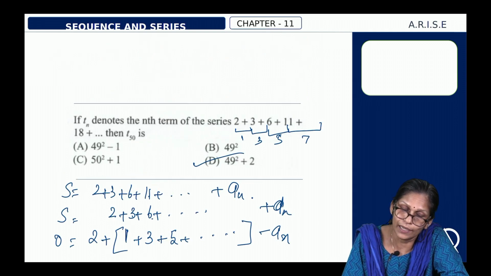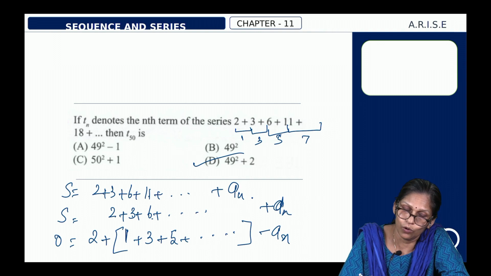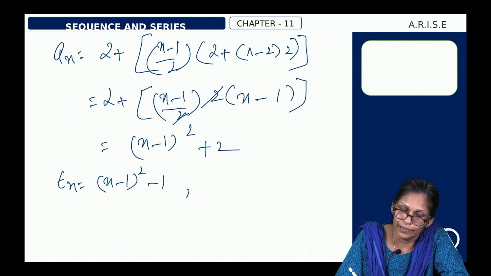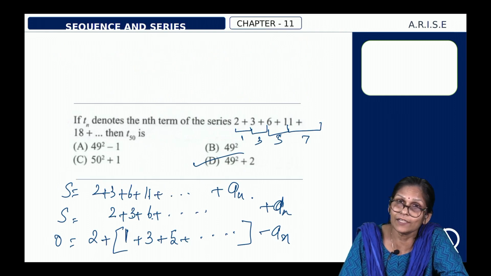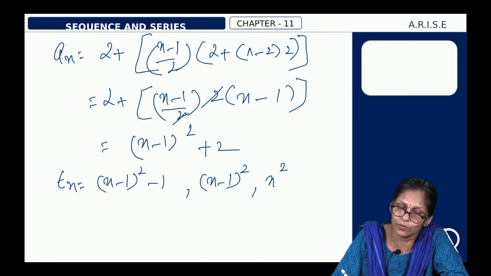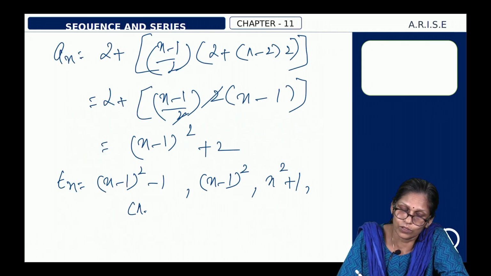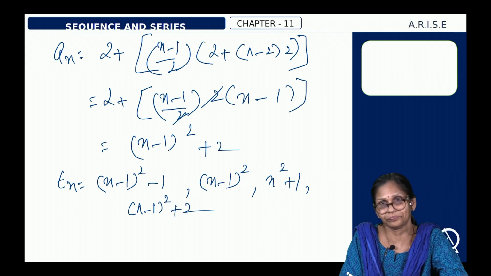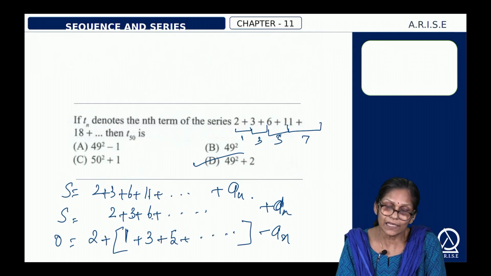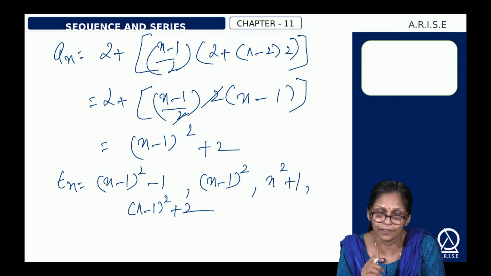In the next one, isn't it n minus 1 the whole squared? Next option is n minus 1 the whole squared. Next option is 50 squared plus 1 means n squared plus 1. Next is 49 squared plus 2 means n minus 1 the whole squared plus 2. Okay. So, these were the options for the nth term.